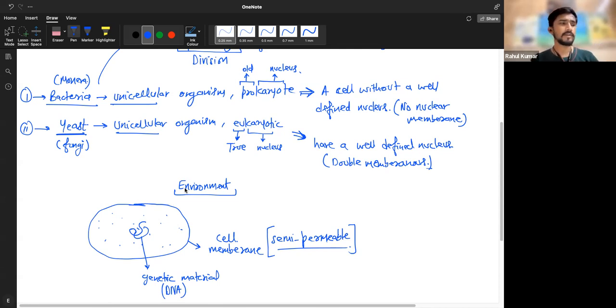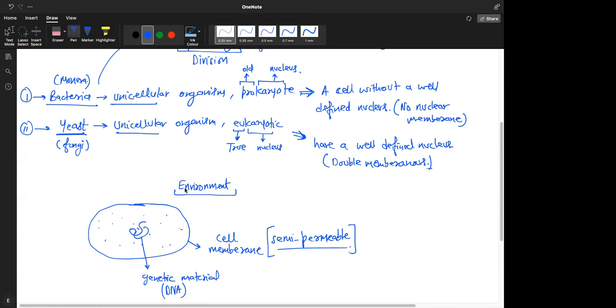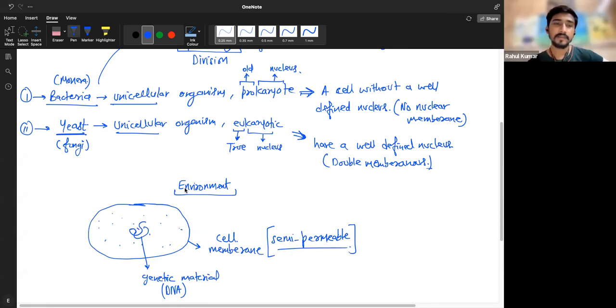So every cell should have a genetic material. And what does genetic material do? What is genetic material? Do you know that? Any idea? Do our cells have genetic material inside it? Yes. What is it? Our DNA, right? And what does our DNA do? What is the function of a DNA?